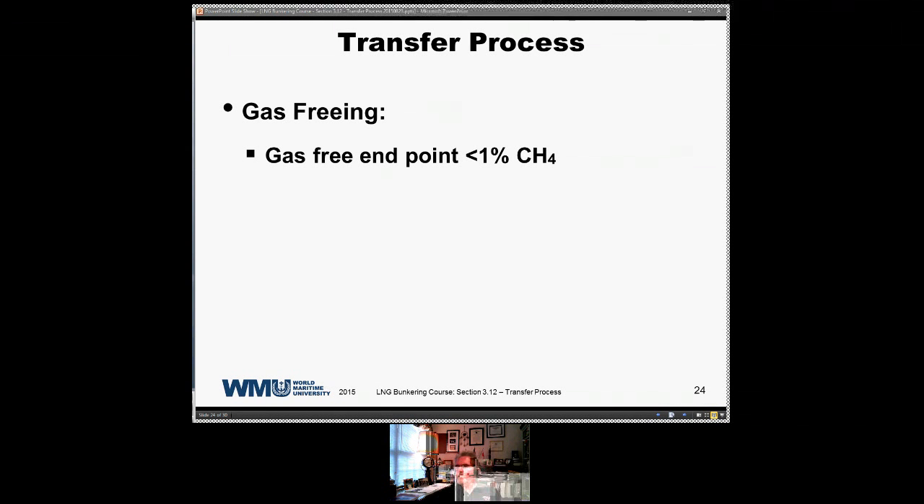Getting down to 0% methane is something that usually is not attained, mainly because of the time involved and the amount of nitrogen involved to get down to that level. So usually the most widely acceptable endpoint limit is 1% of methane by volume.